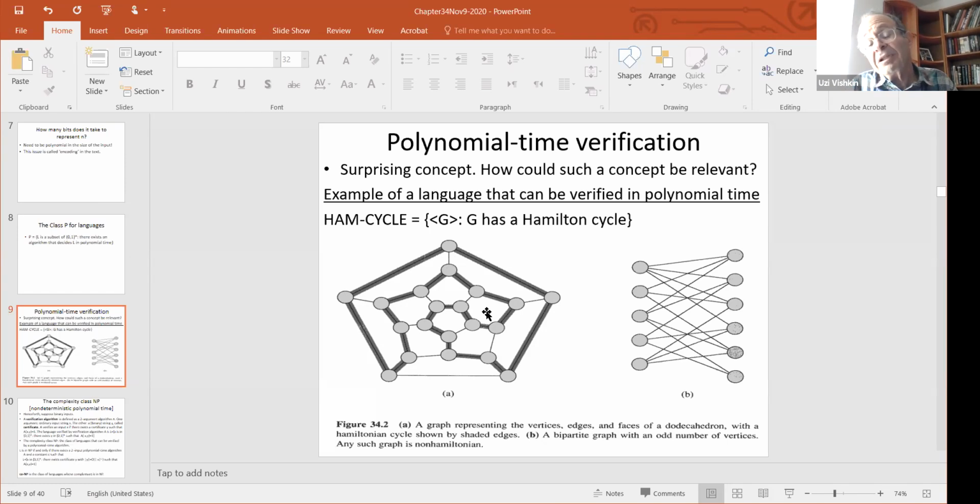Not that we use it. It makes sense sometimes to have verification. Verification in itself is not an unnatural concept. But the fact that it's relevant for the theory of reasoning on whether you have an algorithm for the problem for which you have verification is surprising.